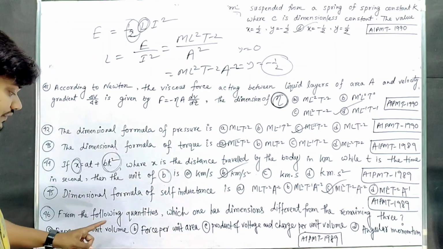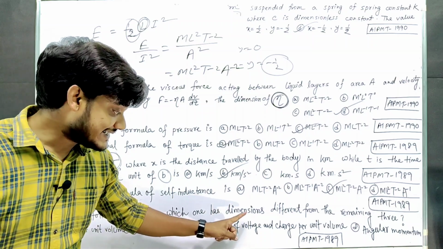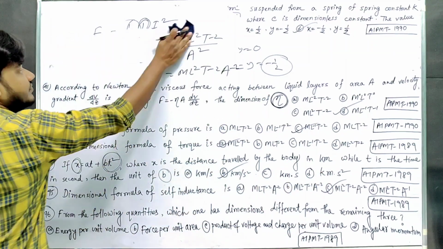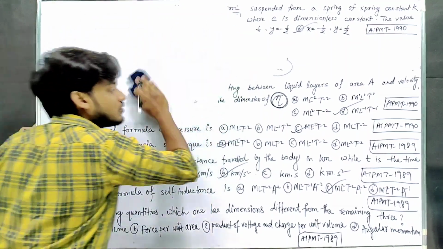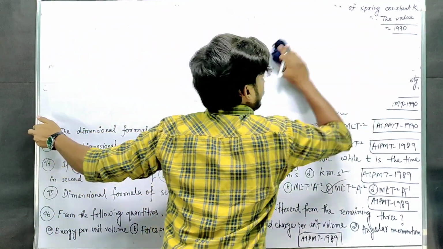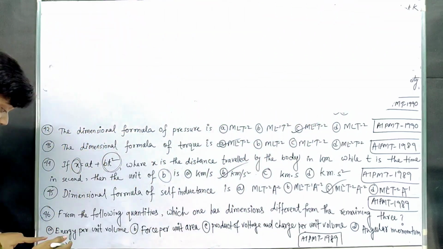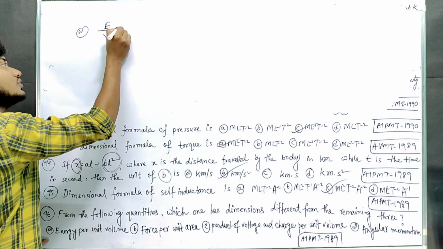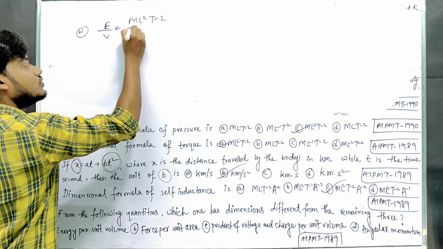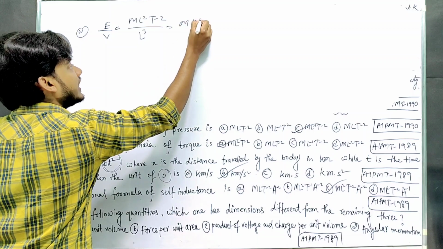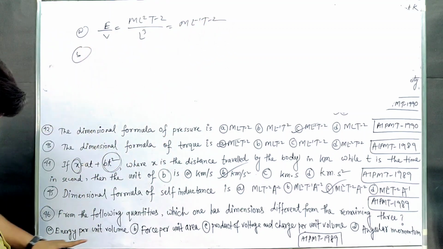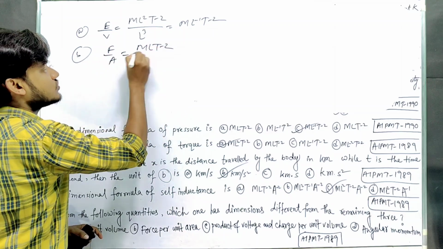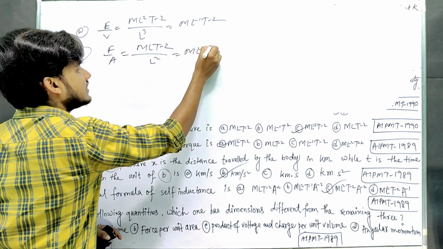Next, from the following quantities, which one has dimensions different from the remaining three? Option A, energy per unit volume. Try and see which one is right. Energy per volume: energy is M L square T inverse 2, volume is L cube, so M L inverse T inverse 2. Next, option B, force per unit area, F by A: force M L T inverse 2, area L square, so M L inverse T inverse 2.